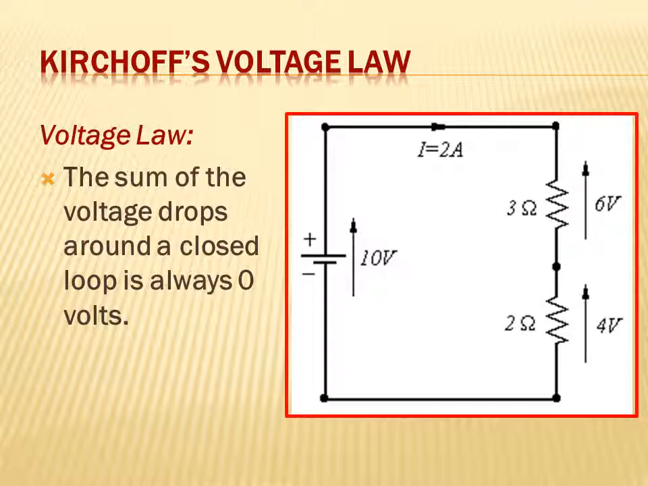So typically, we would use 10 volts, and then we would say that the voltages on the other side are negative because they're in the opposite direction. And when you sum them together, you get an algebraic sum of 0.